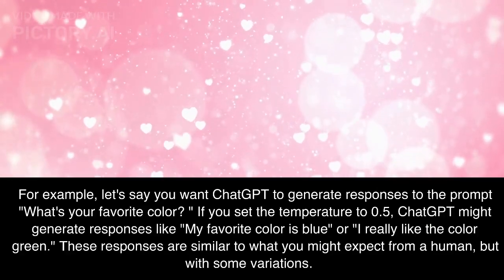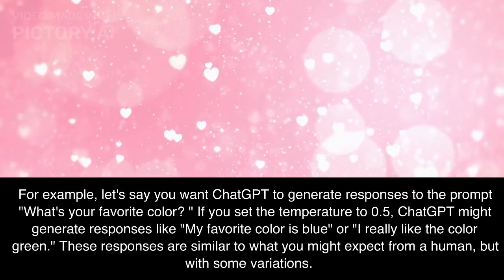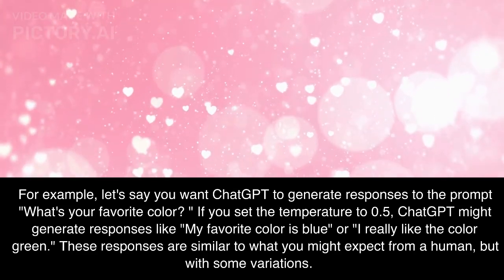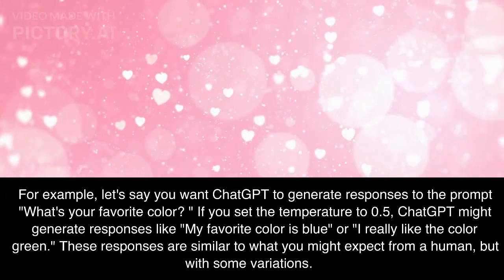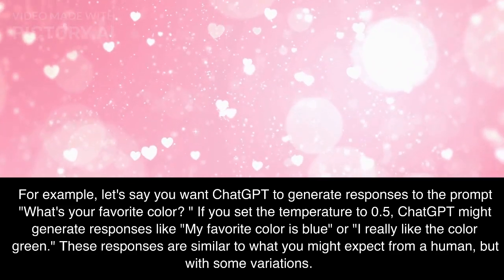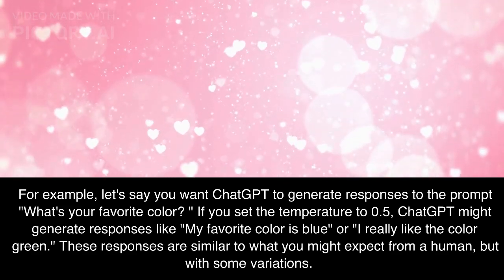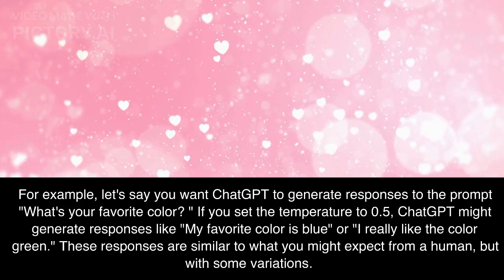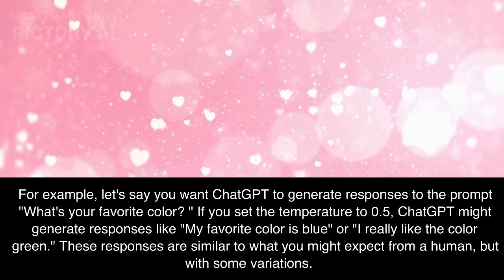For example, let's say you want ChatGPT to generate responses to the prompt, "What's your favorite color?" If you set the temperature to 0.5, ChatGPT might generate responses like, "My favorite color is blue," or "I really like the color green." These responses are similar to what you might expect from a human, but with some variations.